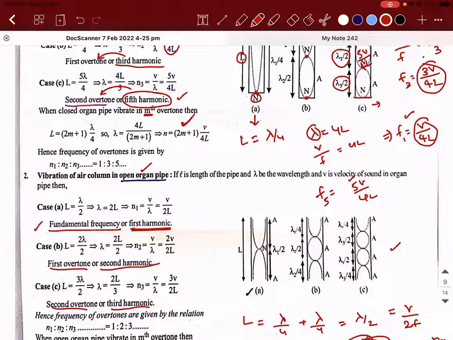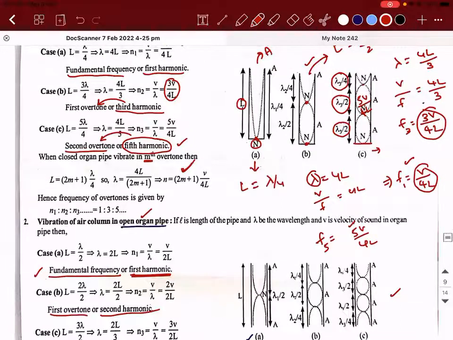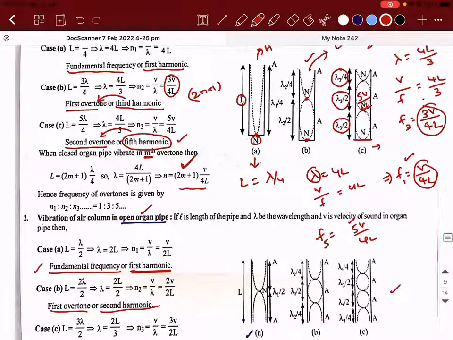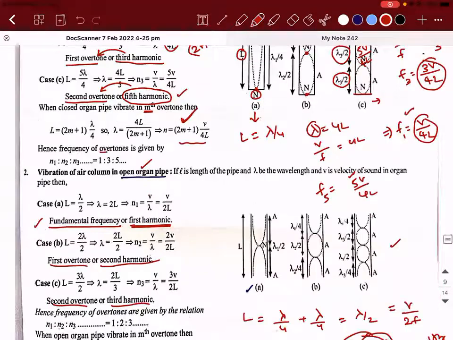See, for second overtone, it is 2 into 2 plus 1, 5. For first overtone, it is 3. So how did we get that 3? 2m plus 1, so 2 into 1 plus 1. So first overtone, 2 into 1 plus 1, is going to give you 3. Are you able to understand? Similarly, for the mth overtone, it is going to be (2m plus 1) into v divided by 4l. So if you take the ratio of the frequency of overtones in this case, it will be 1:3:5. So this can be a 1-mark question also.